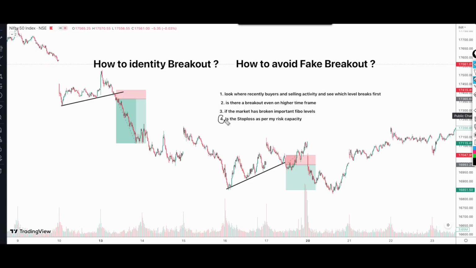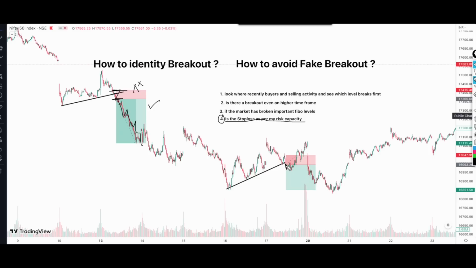Now the fourth and most important thing which I look into in every trade is the stop loss as per my risk capacity. For example, in this trade, before taking the entry, I will see where I have to keep a suitable stop loss. Should I keep it here or should I keep it here? If this stop loss level is as per my risk capacity, I will not think too much. I'll keep the stop loss and I will enter the trade. If the market goes as per my direction, I will be in profit. If the market hits my stop loss, I will exit. Same thing here also.